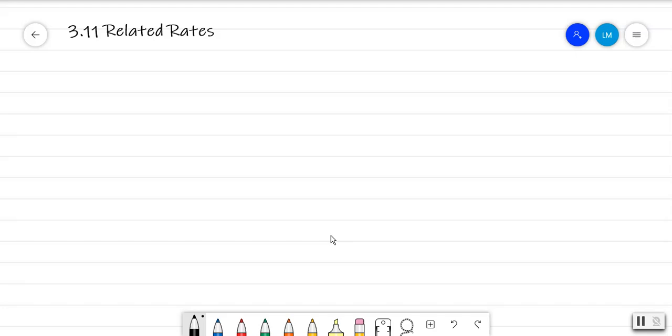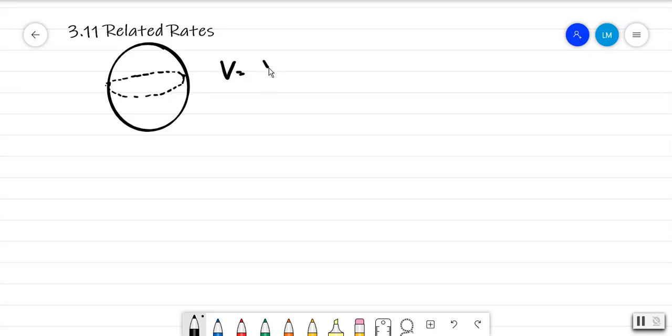Hello, so in this video we're going to look at some related rates problems. Now, one of the ways that you can look at related rates is that it's really just applications of rates of change. So for example, if we consider a sphere, and let's say that the radius is r. Now we know that the volume can be given by 4/3 pi r cubed.